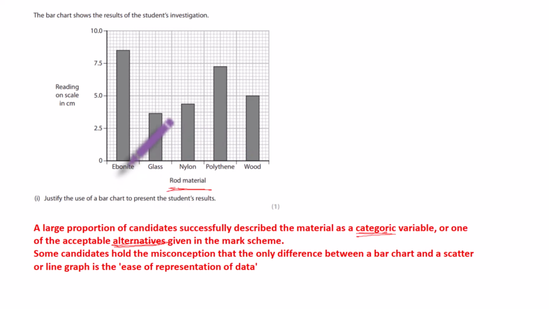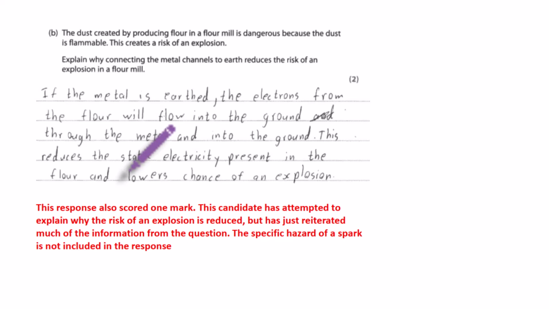Next. The dust created by producing flour in a flour mill is dangerous because the dust is flammable. This creates a risk of explosion. Explain why connecting the metal channel to the earth reduces the risk of an explosion in a flour mill.